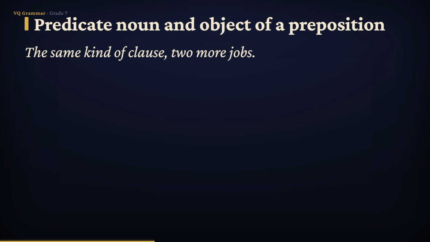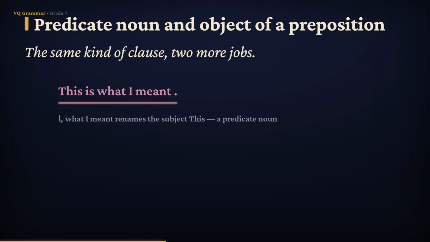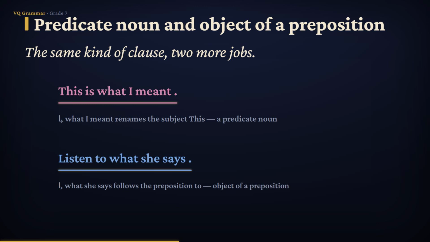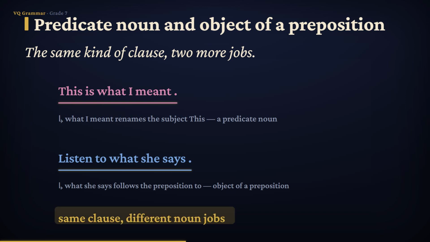Now, two more jobs at once. First, a predicate noun. This is what I meant. After the linking verb is, the clause what I meant renames the subject this, so it's a predicate noun. Second, the object of a preposition. Listen to what she says. Here, the clause what she says follows the preposition to, which makes it the object of a preposition. Same kind of clause, doing two different noun jobs.